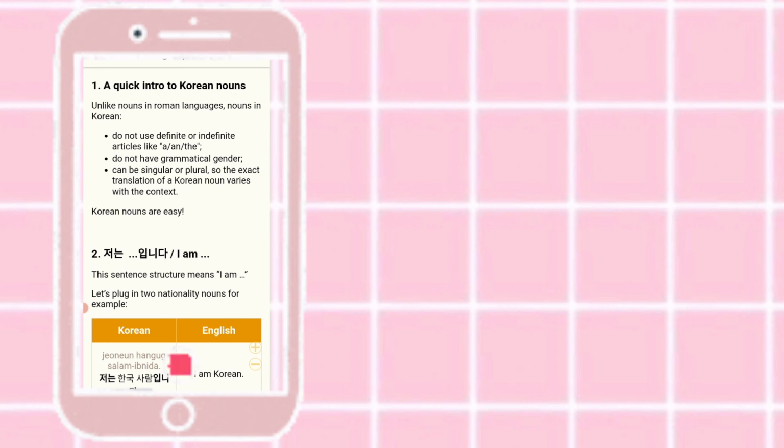But it's not really a thingy. It can be singular or plural. So the exact translation of a Korean noun varies with the context. Korean doesn't really have a singular or plural. It depends on the sentence that you're using the word in.